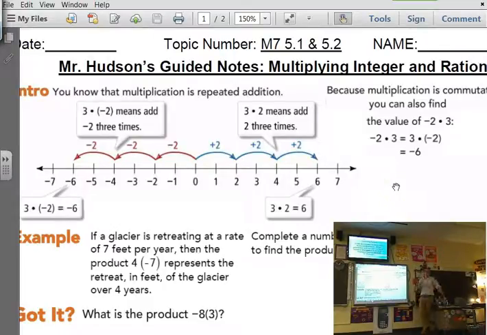The order, so 2 times 3 is the same as 3 times 2. And yeah, we can throw negatives in there. 5 times 2 is the same as 2 times 5. Order doesn't matter in multiplication. What property is it that lets me move things?